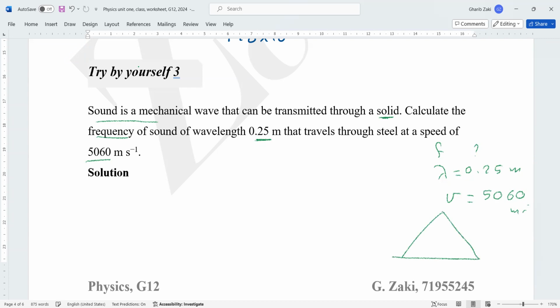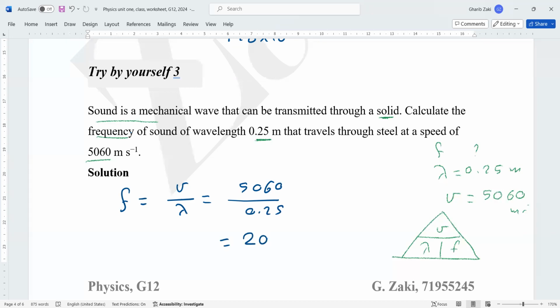We need the frequency. Remember the formula, v equals lambda f. So the frequency equals v divided by lambda. Now v equals 5060 divided by lambda 0.25. The answer is 20240 by using the calculator. The unit of frequency is hertz. Okay, guys, do you understand?